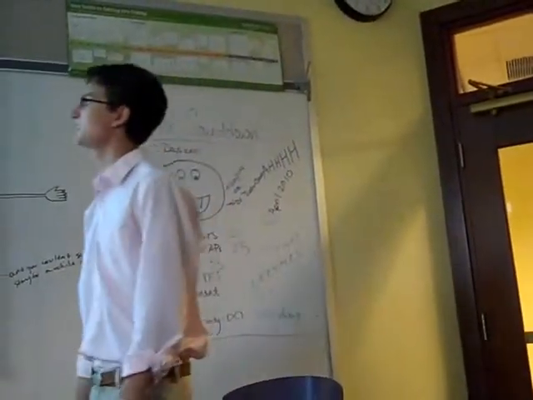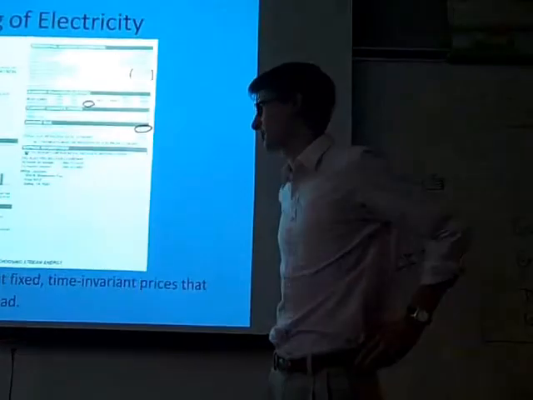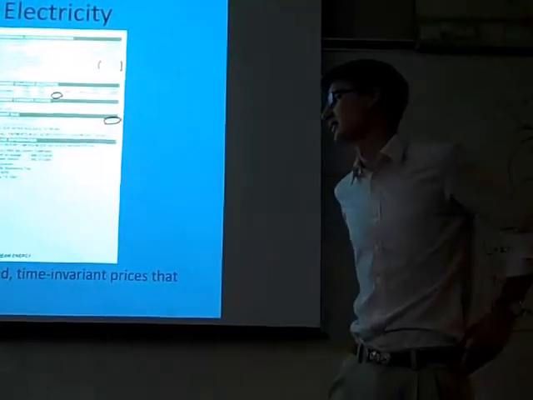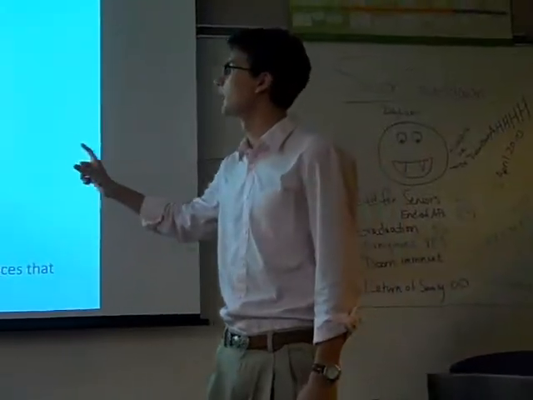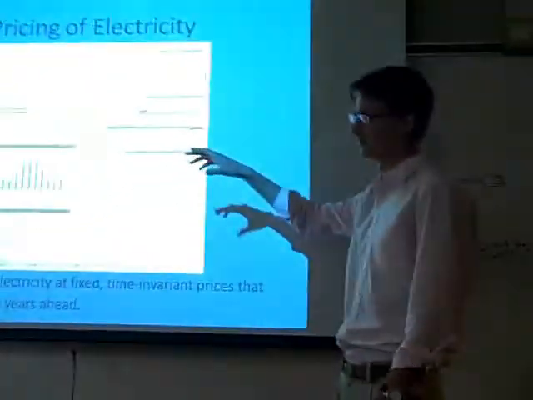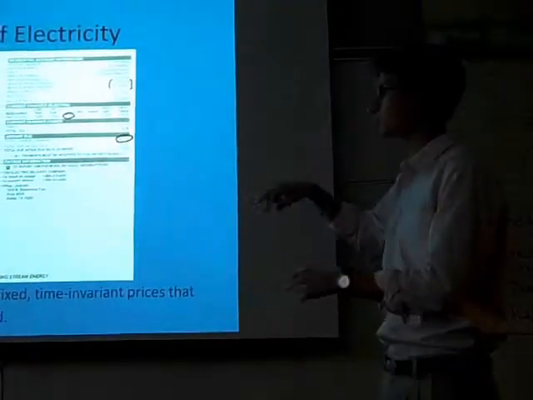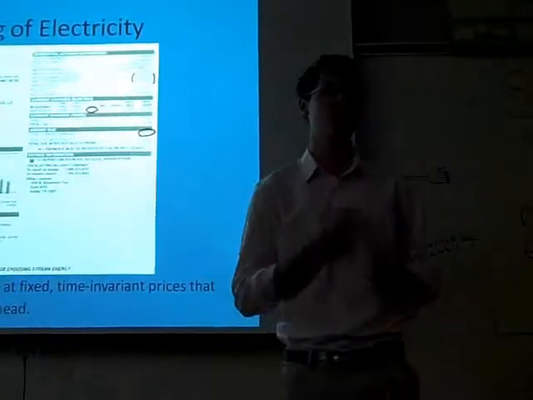So this is an example of a bill currently. Consumers buy electricity at a fixed rate, time-invariant prices that are set months or years ahead, even though, as you saw from that graph before, the amount of electricity being produced is changing throughout the day, and as a result, the cost of electricity being produced changes throughout the day.